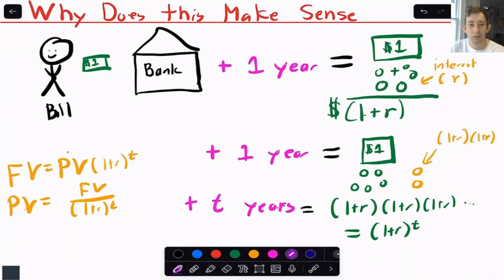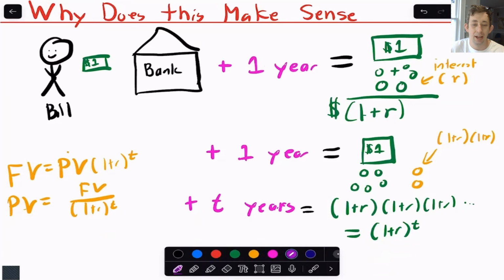So for this example, let's suppose we've got Bill, and Bill's going to put this dollar into the bank. The bank pays interest rate R, and he's going to put it in the bank for 2 years. Well, after the first year, if Bill were to take out his money, he would get the dollar back. But he'd also get a couple extra cents, which are these badly drawn coins that you see in green, because he gets interest R.